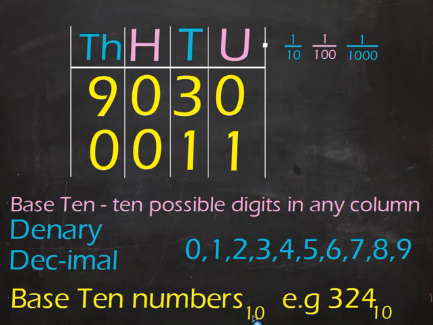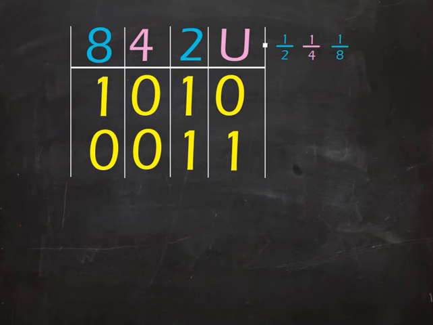Base 10 numbers should have a little 10 to the bottom right of them so the reader knows what base you're talking about. And if you think about it, we know that this number is 9030 because of the position of the digits. So this is 9 lots of 1000 added to 0 hundreds, added to 3 tens, added to 0 units. 9030. This is 11 only because it's 1 lot of 10 added to 1 lot of 1. So that structure is exactly the same with binary.